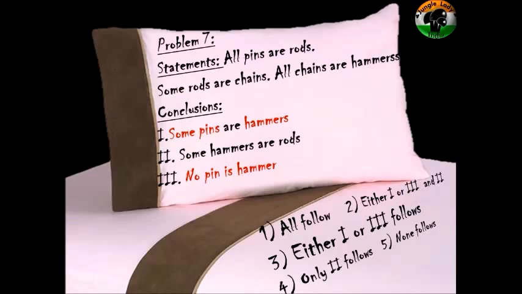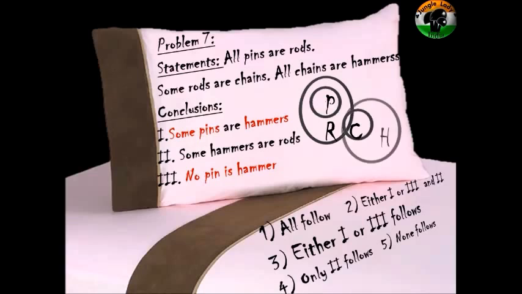Diagram 1 is the no-brainer diagram. All pins are rods, so P is the inner circle, R is the outer circle. The second statement is some rods are chains, so R and chain must be intersected like this. And next, all chains are hammers, so I am going to draw this way, right?